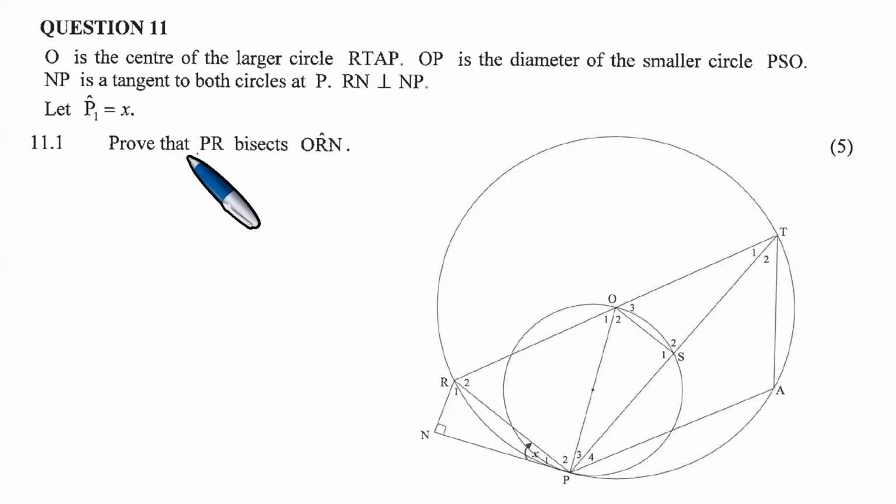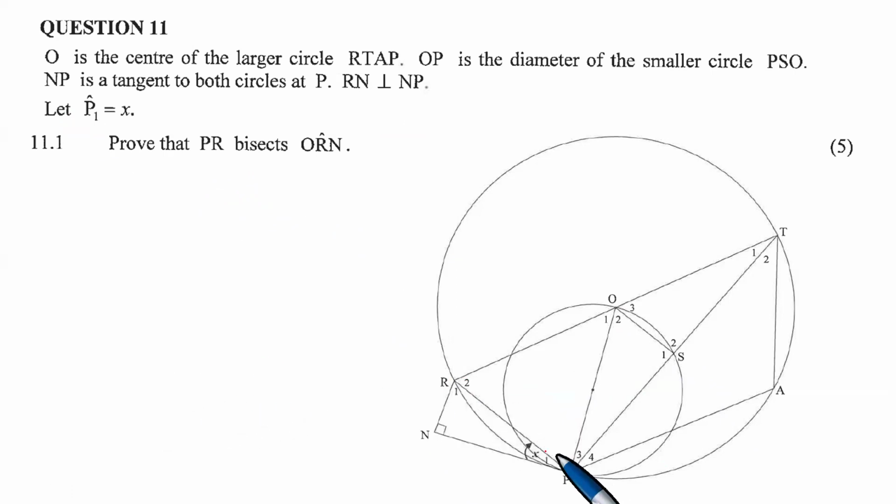Prove that PR bisects ORN. Here is O. Here is R. And here is N. We need to prove that PR, here is PR, bisects ORN. O here, R is this one, and N is that. Okay, now let us look at this very carefully and try to analyze this question with ease.